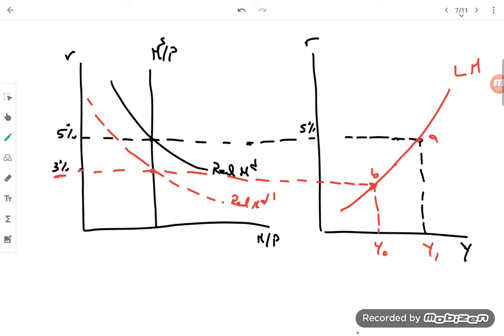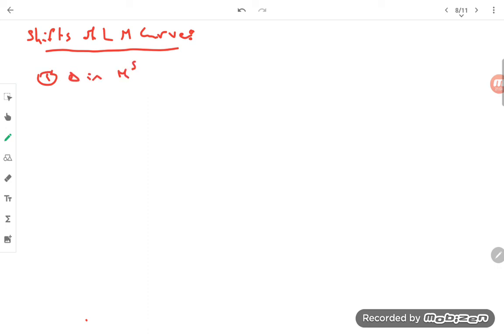What are the factors that shift the LM curve? Anything that affects the intercept will cause a shift of the curve, while anything that affects the slope will cause a rotation of this curve. Let's start with shifts. Number one, a change in money supply. As we said, money supply is determined by the government. So if the central bank decides to increase or decrease money supply, the money supply curve will shift to the left or to the right, and the LM curve will shift to the left and to the right as well.